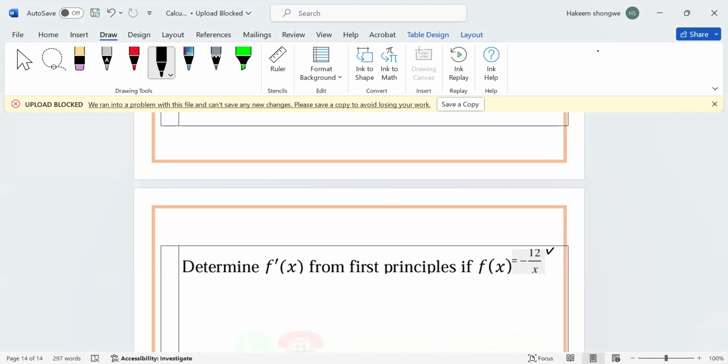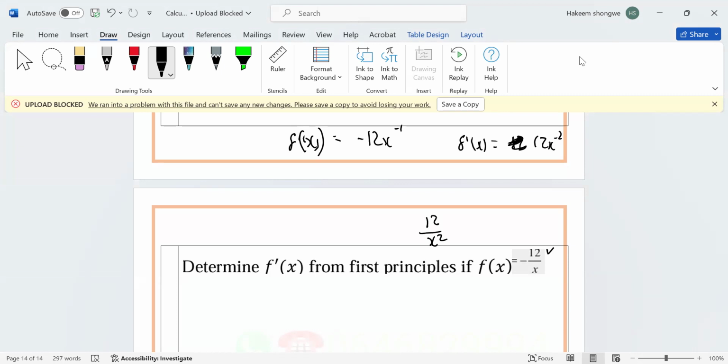Remember, the way that Muhammad did this one, it's supposed to be f of x first. If you write this here, you're going to have minus 12x to the power minus 1. And then from the rules, f prime of x is going to be plus 12x to the power minus 2. That's your answer. You can always write it with a positive exponent, which is 12 all over x squared. So that's our final answer.